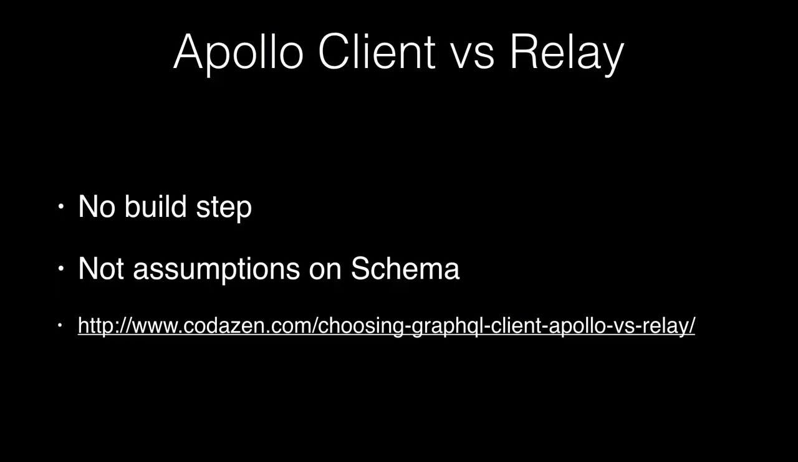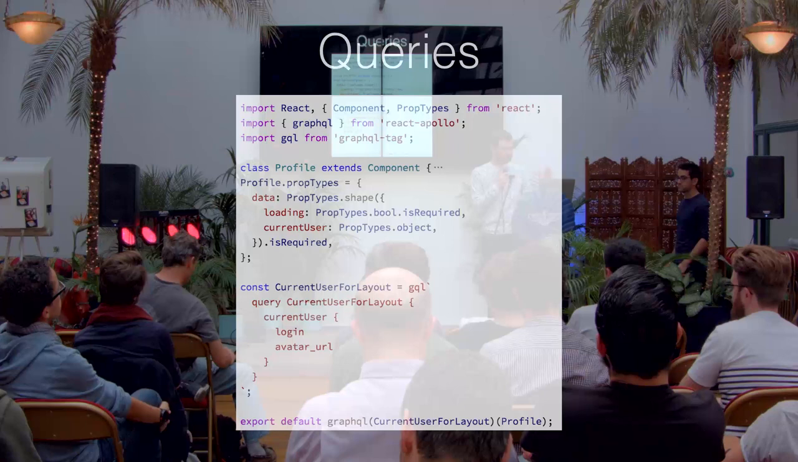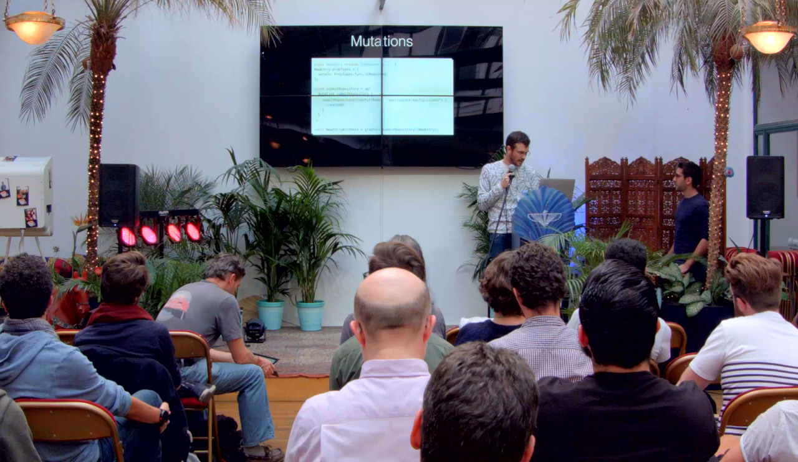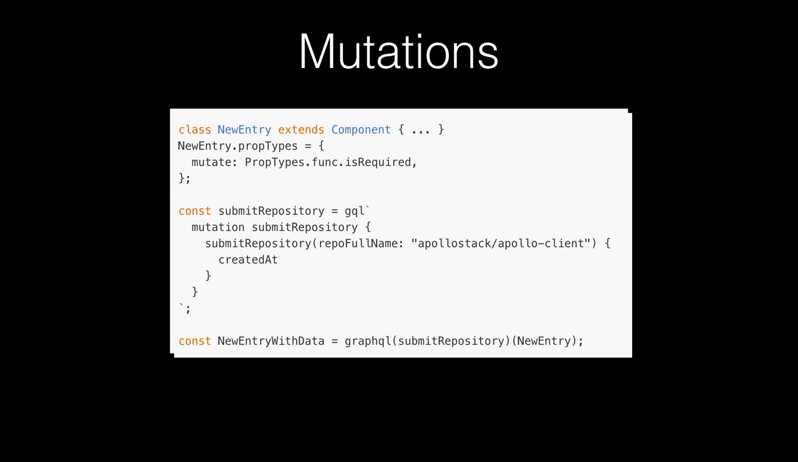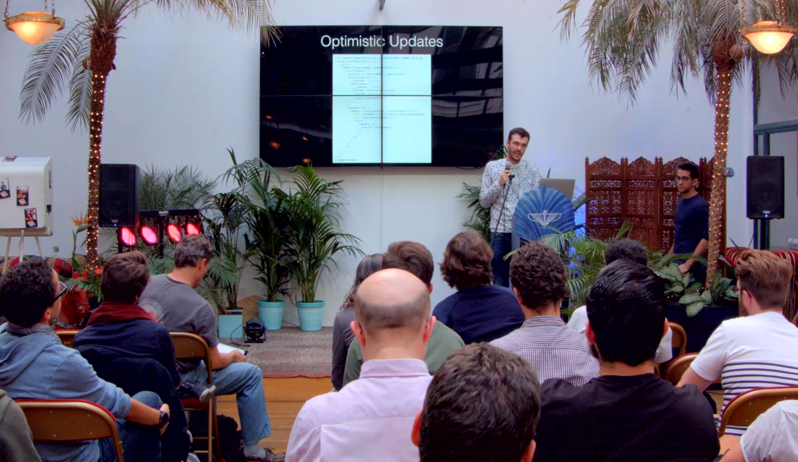The client is, like I said, a bit like Relay, but it does not make any assumption on your schema, and you don't need any build step. If you want to know the difference between the two, you should go look at this blog post. So, like with Relay, you will define your query alongside your component. And like with Relay, you will have to define how your mutation affects your application. You can also define optimistic updates.